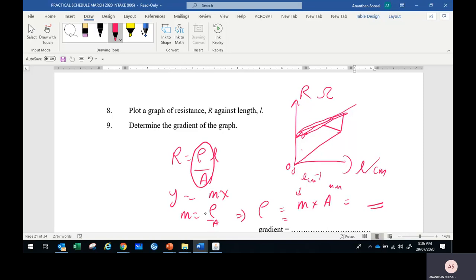So gradient is ohm per centimeter. What do you do? Times 100 or divide by 100? Gradient only. Centimeter divided by... so times. Gradient must be times 100. Whatever gradient you got, times 100. Then the unit will be ohm per meter. Then area in millimeter squared, how do you change to meter squared? Times 10 to the power of negative 6, right? So for area, you just times 10 to the power of negative 6. Okay, you get meter squared already.